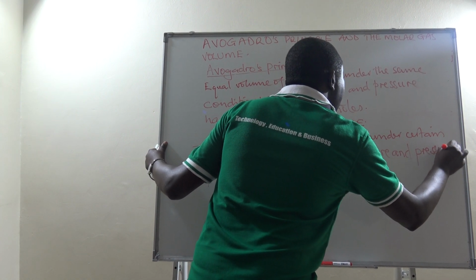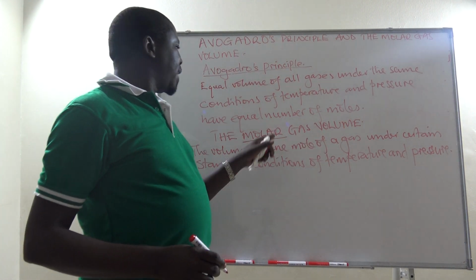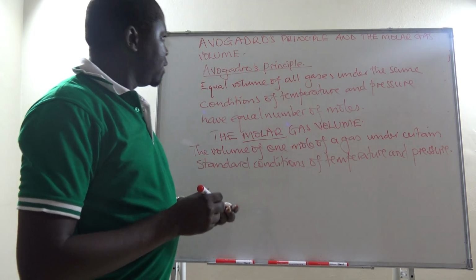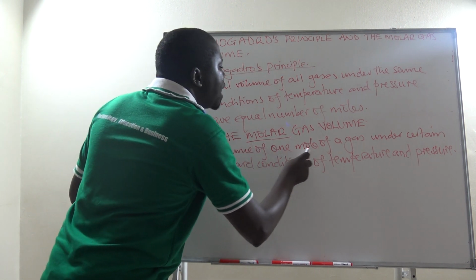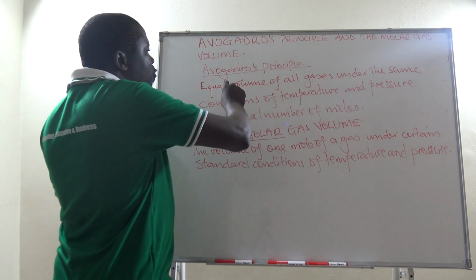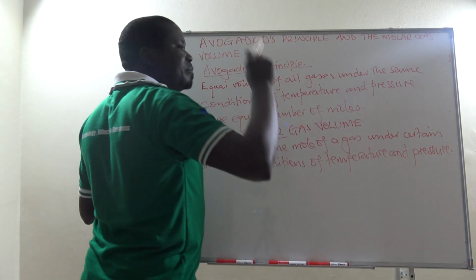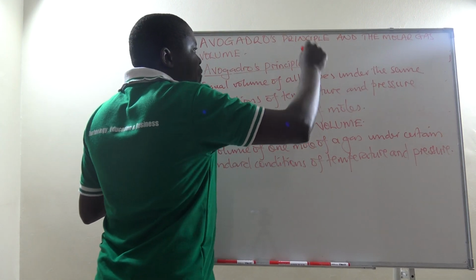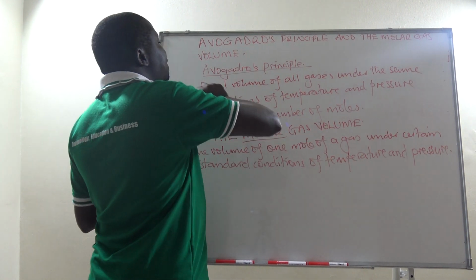Now we need to see the conditions of temperature and pressure used in this case for getting the volume of 1 mole of a gas. So you can see we are talking of 1 mole, equal number of moles. Here Avogadro's principle says that equal volumes of all gases have the same number of moles. It means that equal numbers of moles of all gases, provided that the temperature and pressure are the same, will also have equal what?